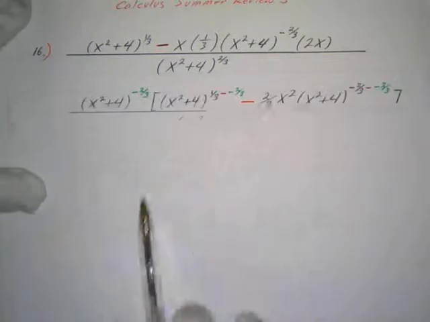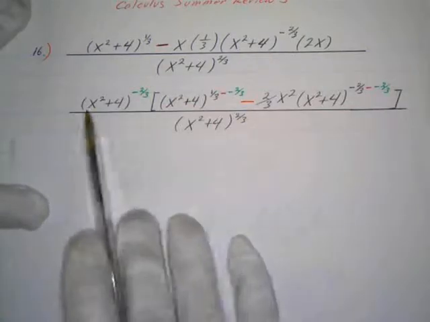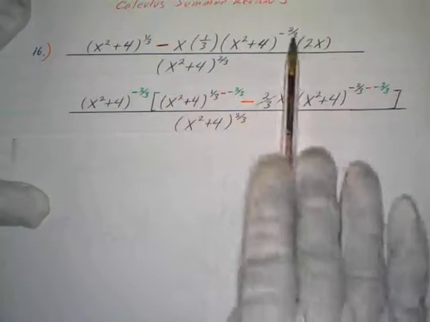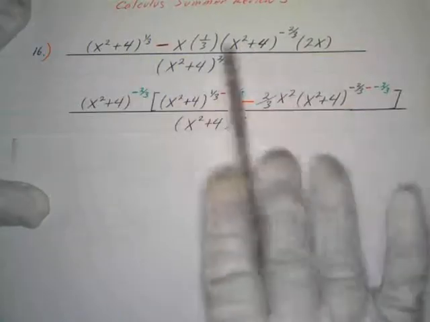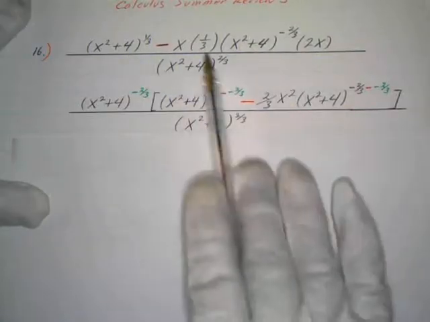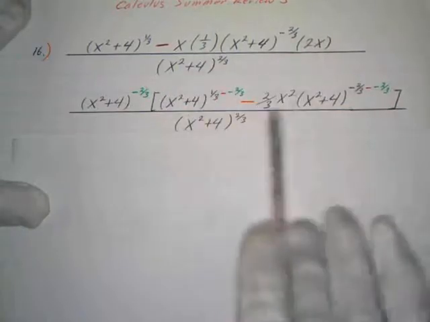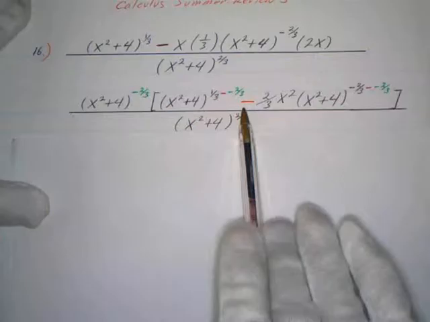So first of all, my least power will be x squared plus 4 to the negative 2/3. So that's what I'm going to factor out, x squared plus 4 to the negative 2/3, because that's my least power. Then I can multiply 2 times 1/3 is 2/3. All right, and then I got x times x is x squared, so I can multiply that out. This is my minus sign there.